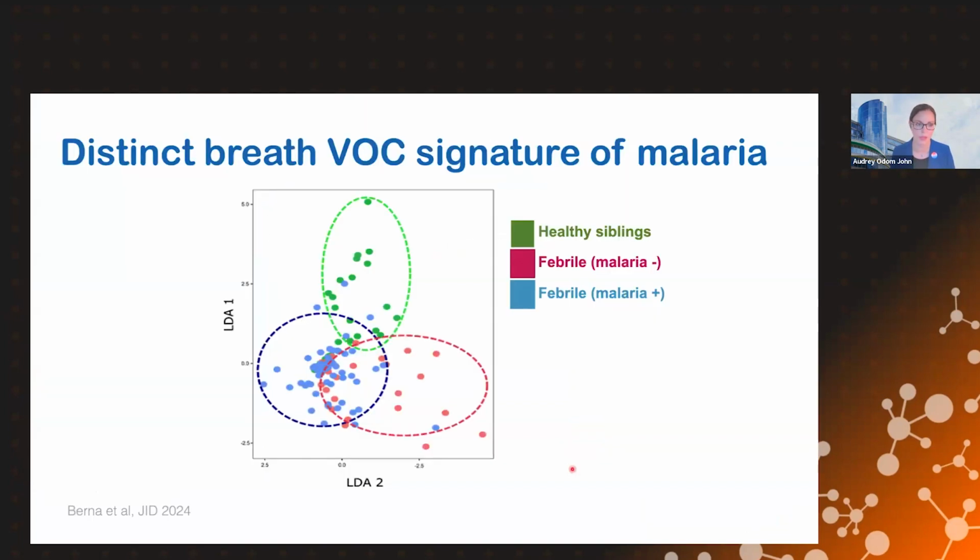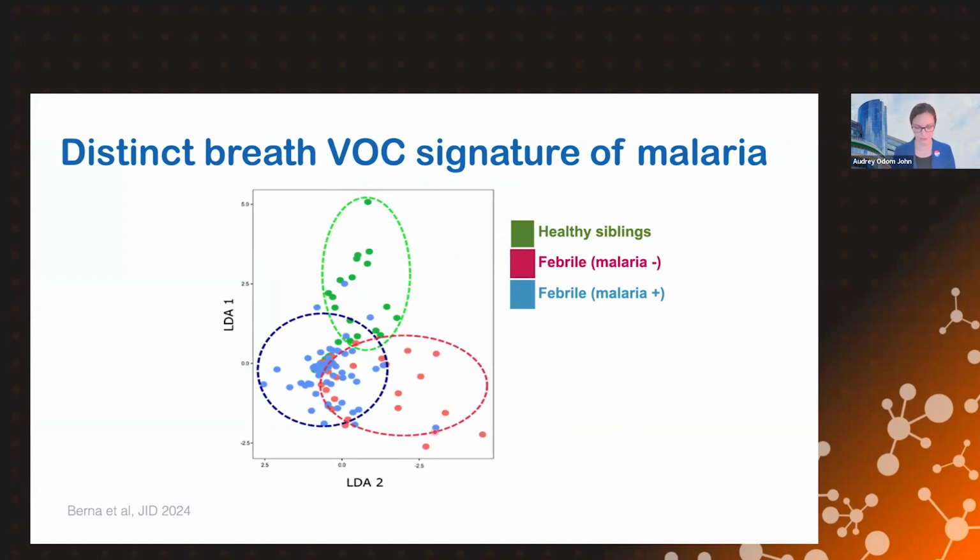So this is just a principal components analysis, really demonstrating that we confirmed again in this larger study that malaria has a very distinct breath VOC signature. You can see how distinct the children are. In this case, each point is a child. You can see how distinct the breath is of children who are healthy and don't have fever. So you could even group the malaria positive and negative febrile children together.